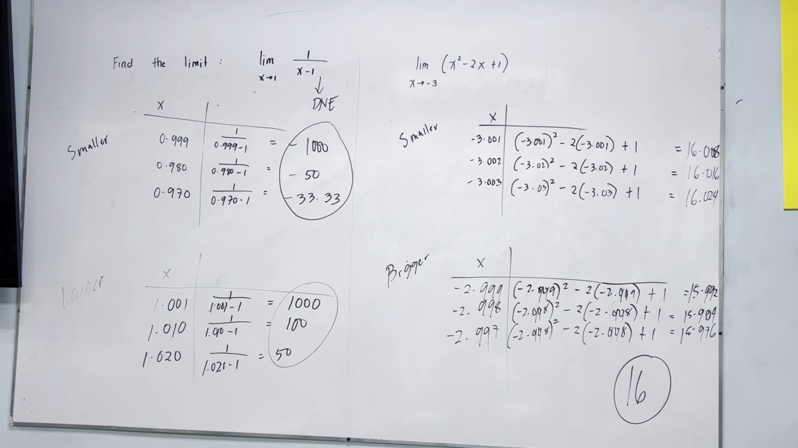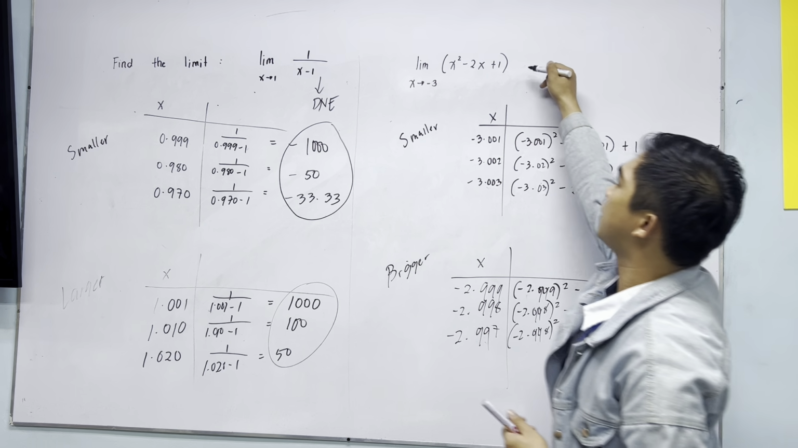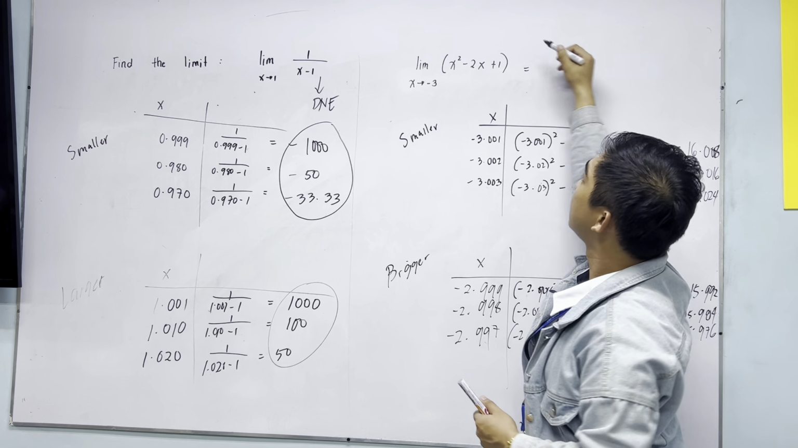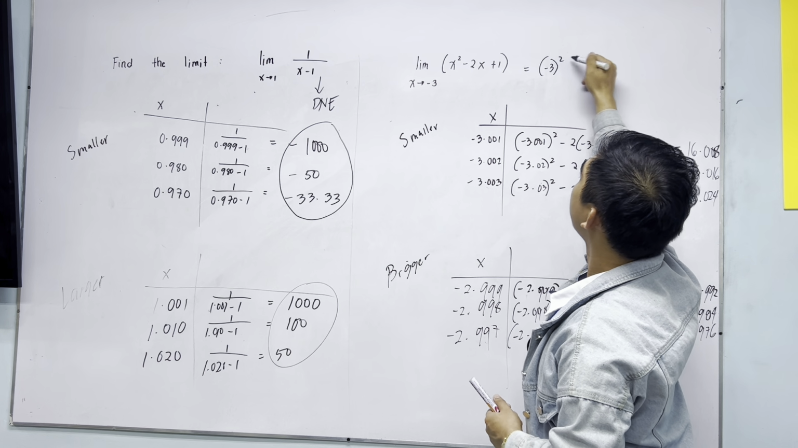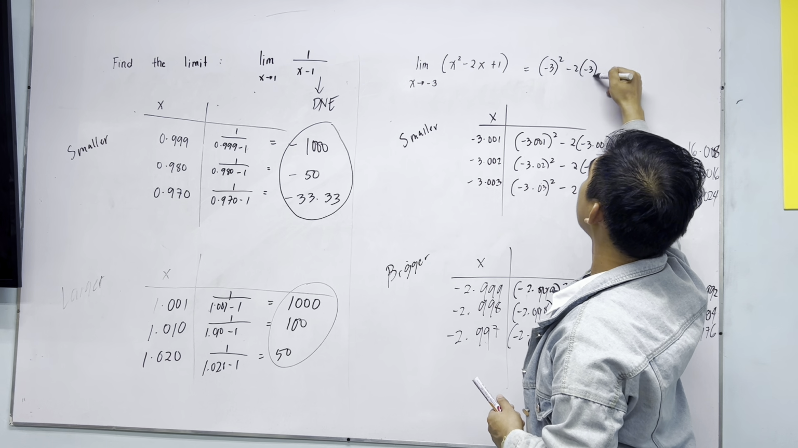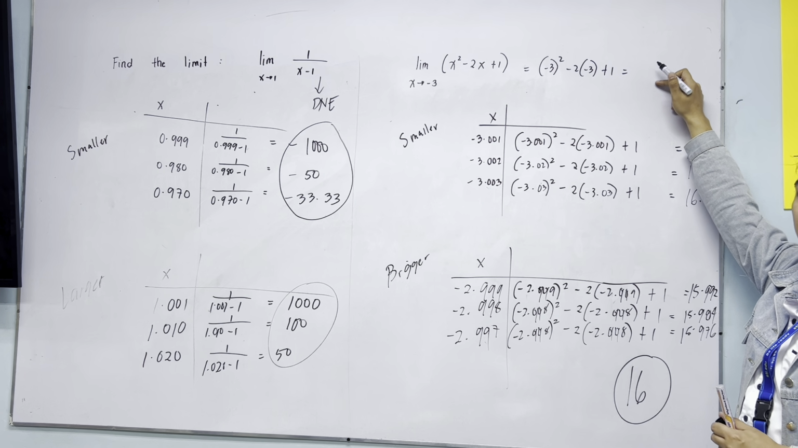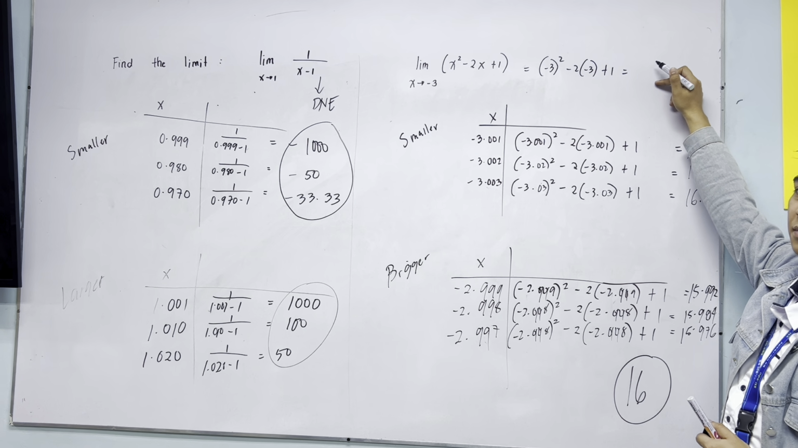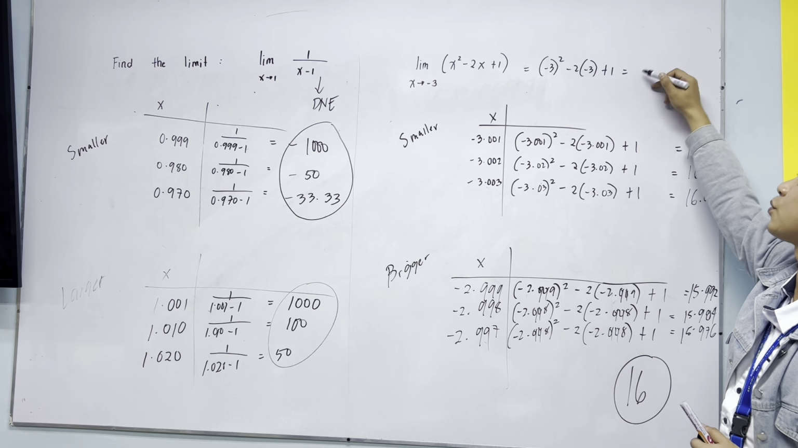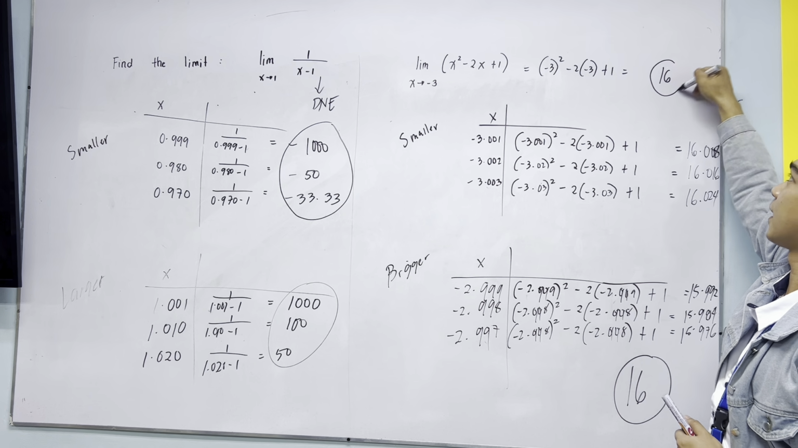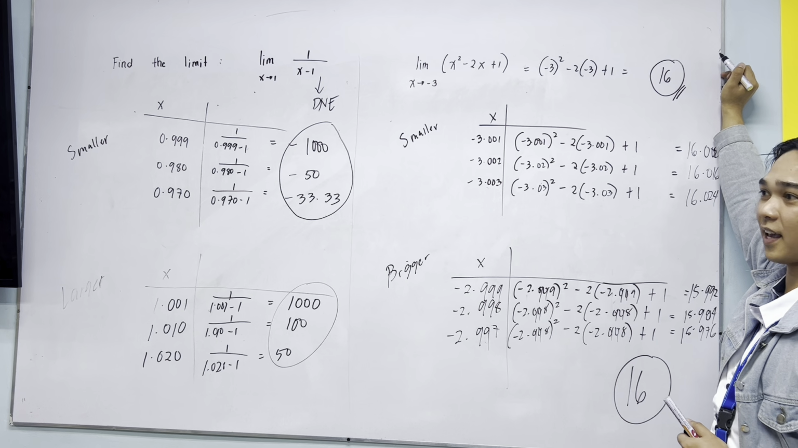Pero class, may shortcut dyan. Pero yun yung pagdadaan natin sa theorem. Kailangan nating i-discuss. Ito yung overview ng next subtopic natin. If we're going to substitute the approaching number, so we have negative 3 squared minus 2 times negative 3 plus 1. So this is 9 plus 6, 15, plus 1, 16.